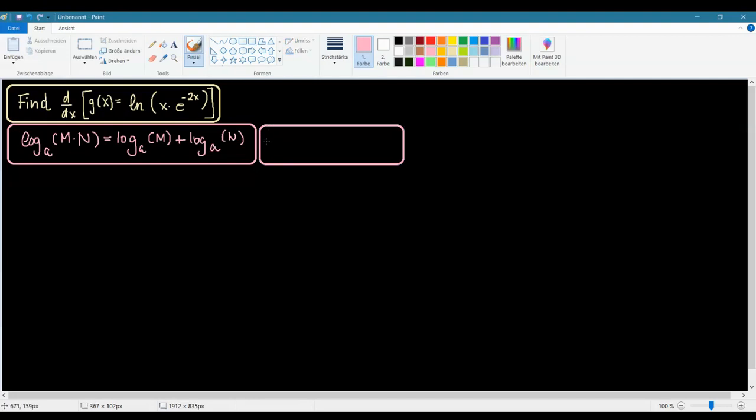Okay, and that is that log a of m to the k is the same thing as k times log base a of m. It's the same exact thing. So we're going to be able to pull this exponent down once we have rewritten our function. So keep that in mind.